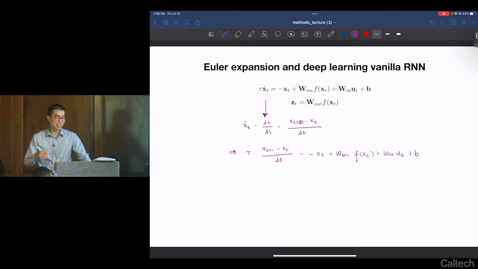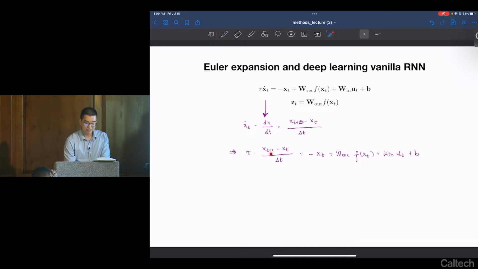What I'm going to then do is I'm just going to rearrange terms. So I have x of t plus 1 on the left and x of t on the right. So what I'm going to do is I'm going to write this as x of t plus 1 minus x of t. And then I'm going to define alpha equals delta t over tau.